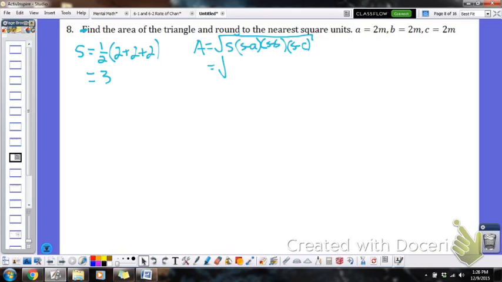So a is going to be equal to the square root of 3 times 3 minus 2 times 3 minus 2 times 3 minus 2. I'm going to give the square root of all of that. Since 3 minus 2 is 1, I am just left with the square root of 3, which will be my area.